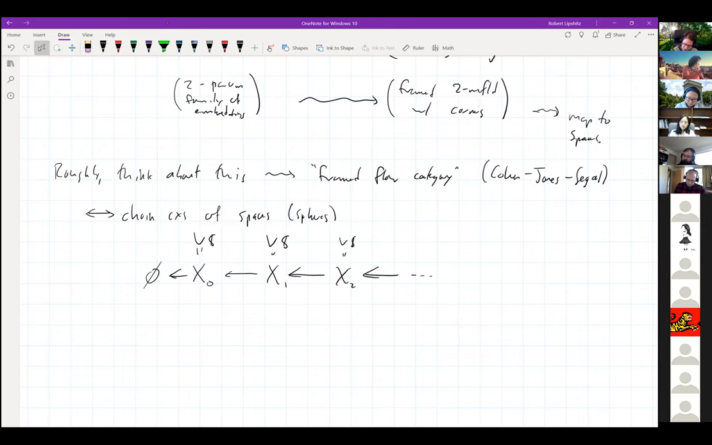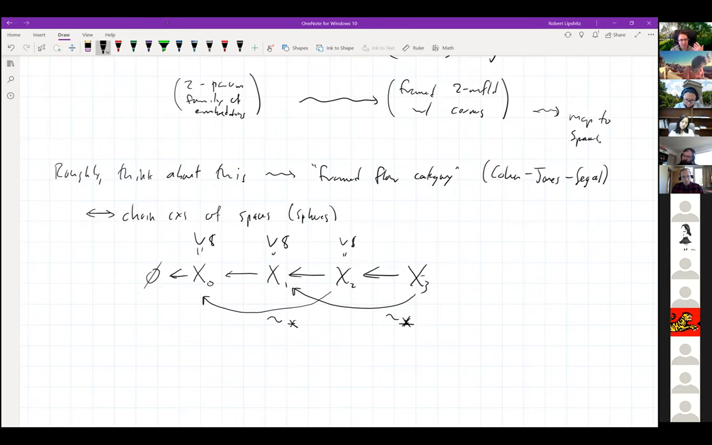So that if you go over twice, this composition is null homotopic, and this composition is null homotopic. But not just that the null homotopy exists: you've got a chosen null homotopy of each composition. And then there's some compatibility condition here that you'll figure out. And so here there's a null homotopy of null homotopies associated to length three paths, and so on.